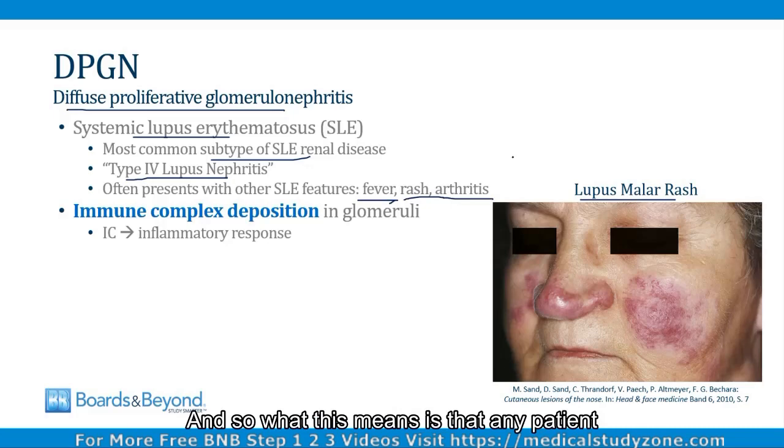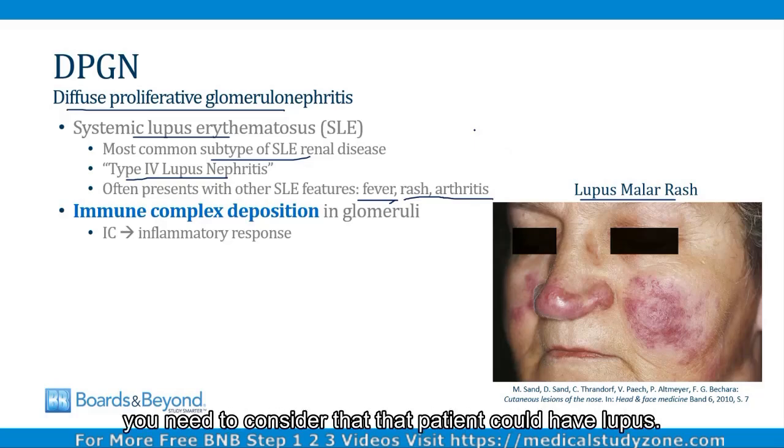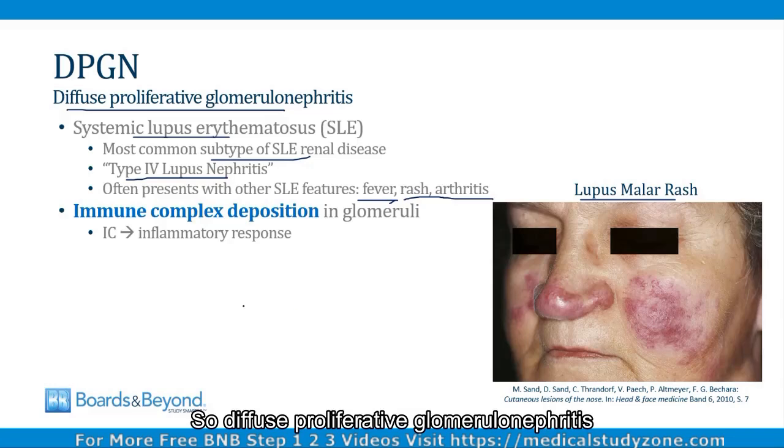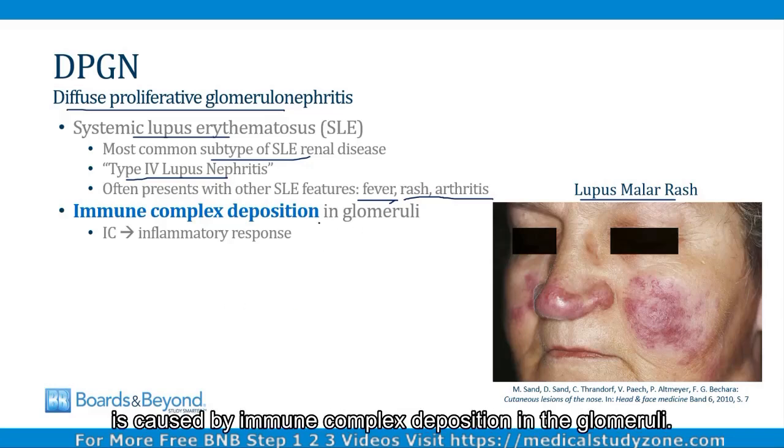And so what this means is that any patient that presents with renal failure and hematuria and evidence of the nephritic syndrome, you need to consider that that patient could have lupus. Lupus is caused by immune complex deposition throughout the body, so diffuse proliferative glomerulonephritis is caused by immune complex deposition in the glomeruli.